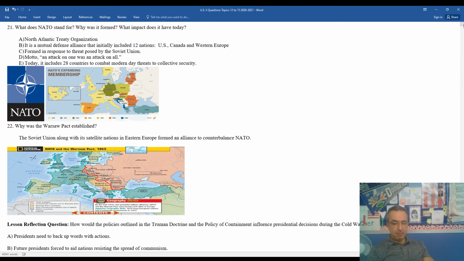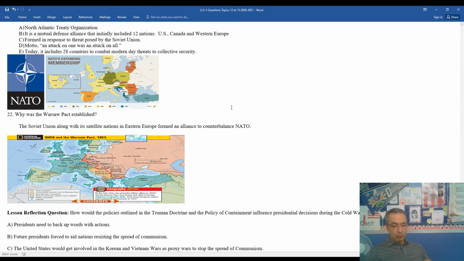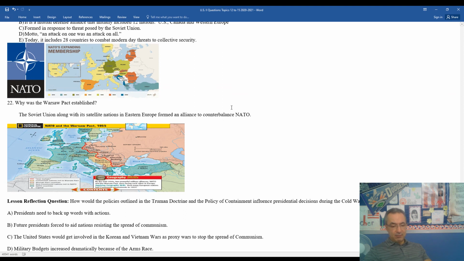Lesson reflection question. How would the policies outlined in the Truman Doctrine and the policy of containment influence presidential decisions during the Cold War? Well, one thing it did is it put forth the idea that presidents need to back up words with actions. So you can't put forth big policy doctrines or decisions without being willing to back them up. Future presidents were forced to aid countries resisting the spread of communism. The United States got involved in both the Korean and Vietnam Wars as proxy wars to stop the spread of communism. And during the Cold War, military budgets dramatically increased because of the arms race.